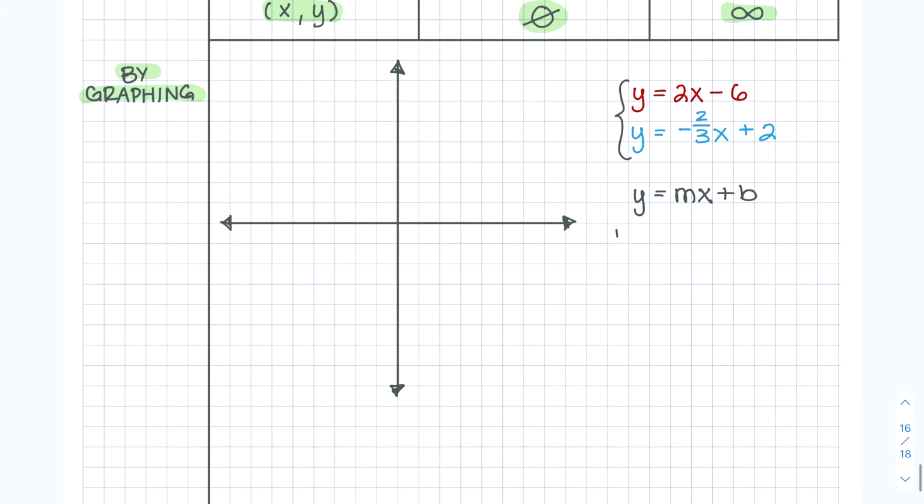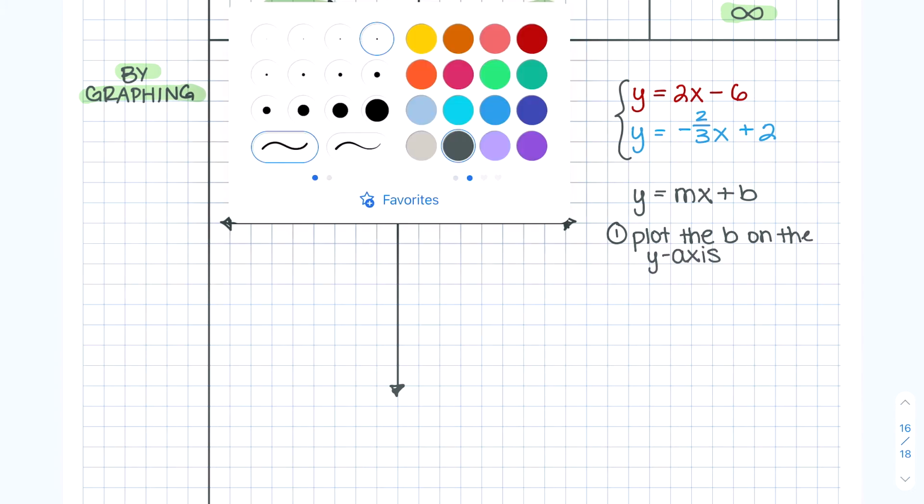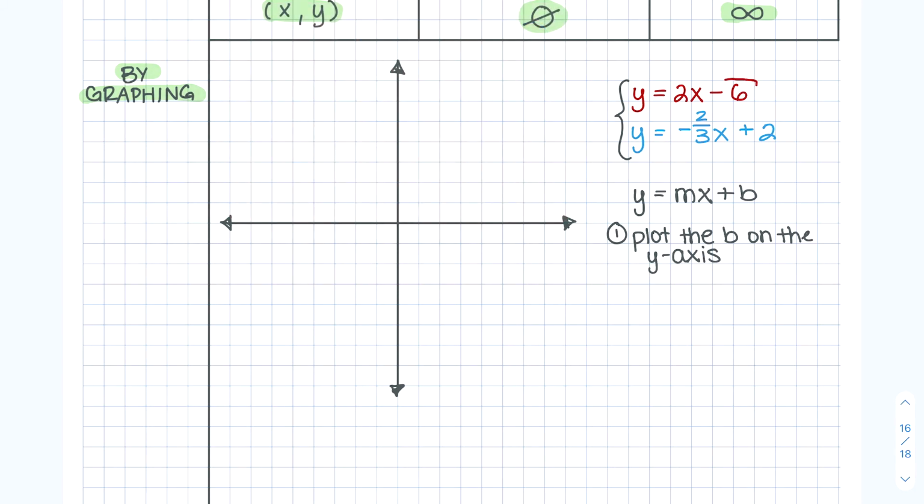So the first thing you want to do when you graph is you want to plot the b on the y-axis because the b is our y-intercept. So for my red equation, my b is -6. So I'm going to find -6 on my y-axis. And -6 is 1, 2, 3, 4, 5, 6, right here. Okay? That's for my red line.